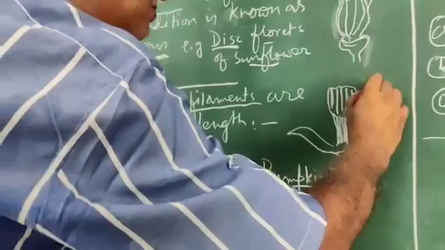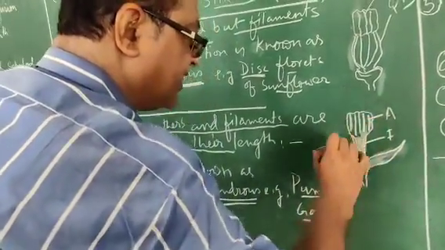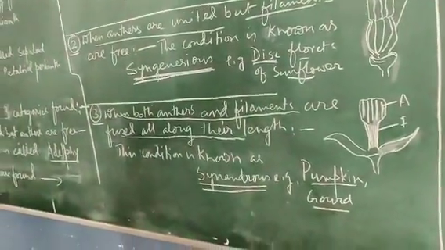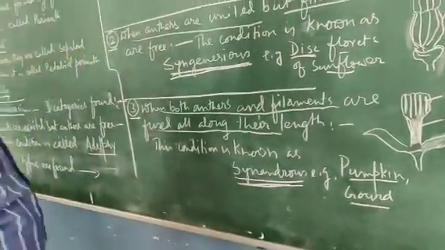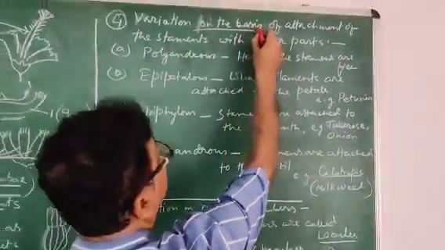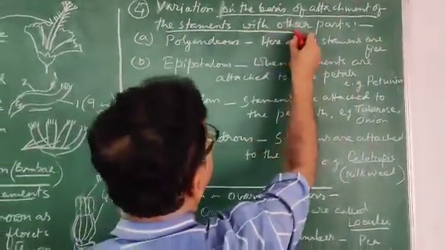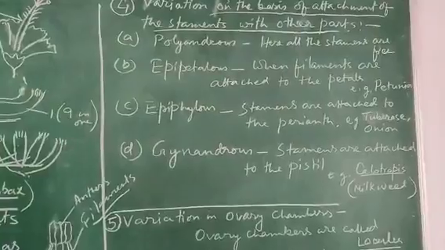These are the anthers fused. These are the filaments fused. So the central condition is called synandrous. The next variation is on the basis of attachment of the stamens with the other parts of the flower.